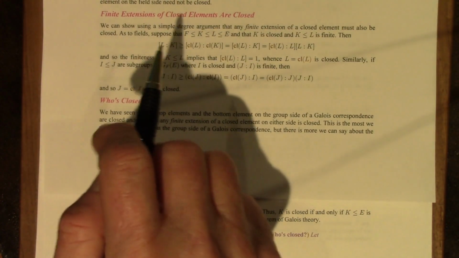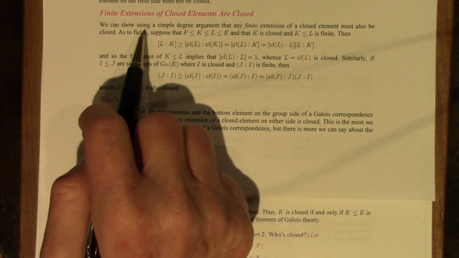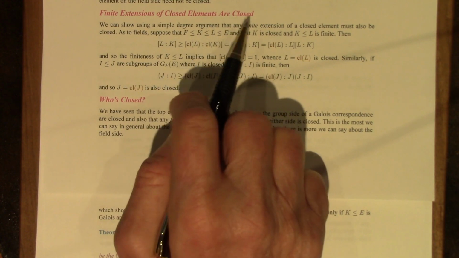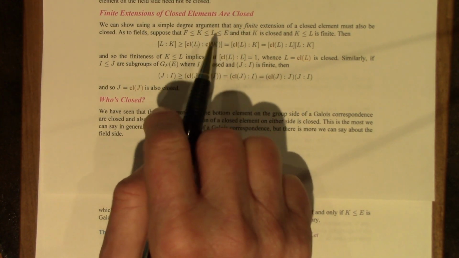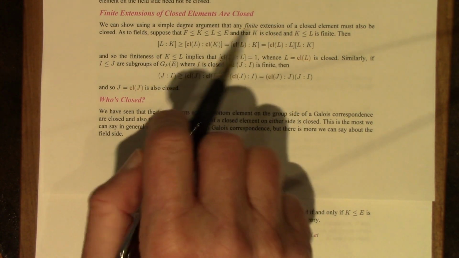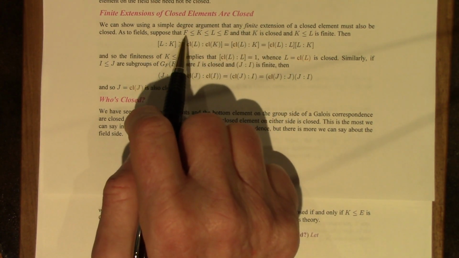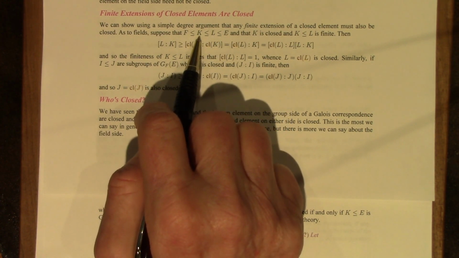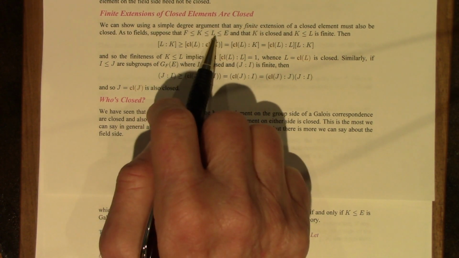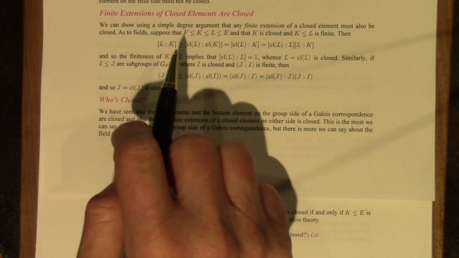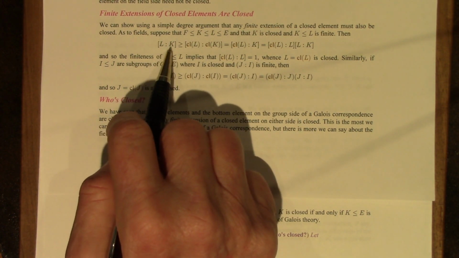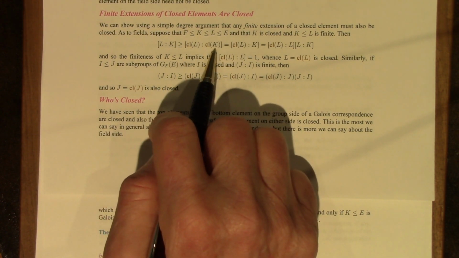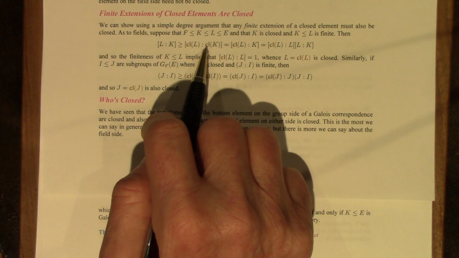Another thing we can determine fairly easily is the following. Finite extensions of closed elements are closed. And we can do this with a simple degree argument. So if we look on the field side, and we have this tower F, K, L, E, suppose that K is closed and this extension L over K is finite. Then the degree [L:K] is bigger than or equal to the degree of the closures, because the Galois maps do not increase degree.